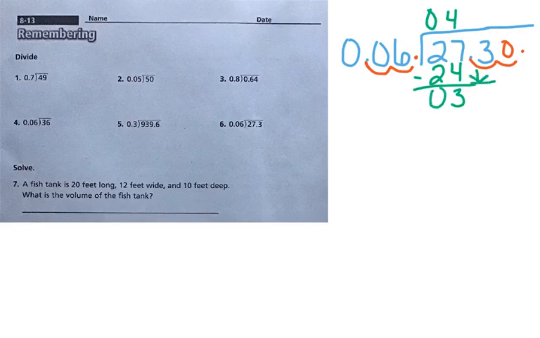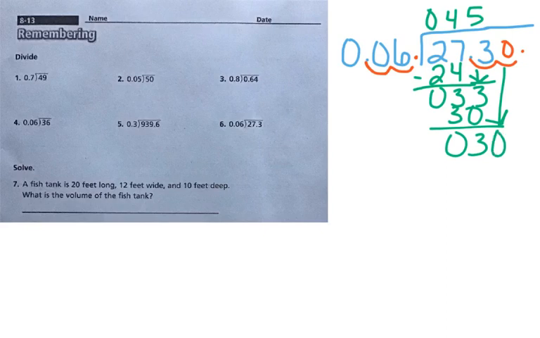Bring down my 3. And 6 can go into 33 5 times, which is 30. 3 minus 0 is 3. 3 minus 3 is 0. Bring down my 0. And 6 can go into 30 5 times again. And I bring my decimal up. I should have done that right at the beginning. Always put your decimal on first. But my answer is going to be 455.